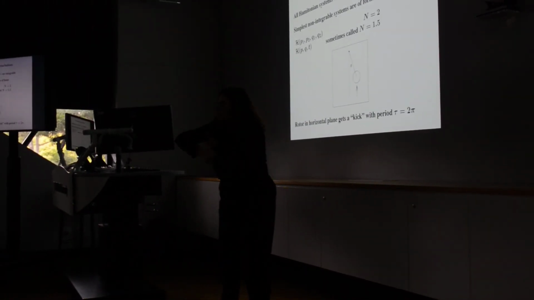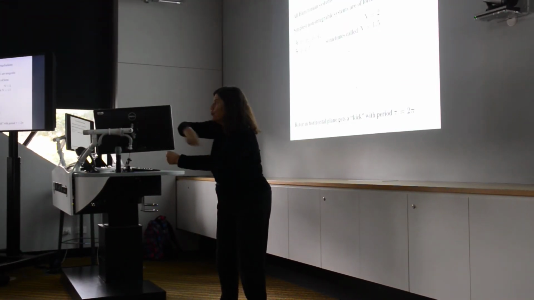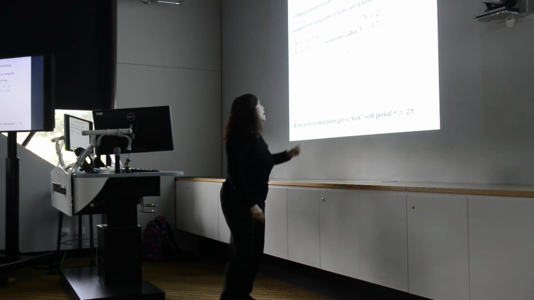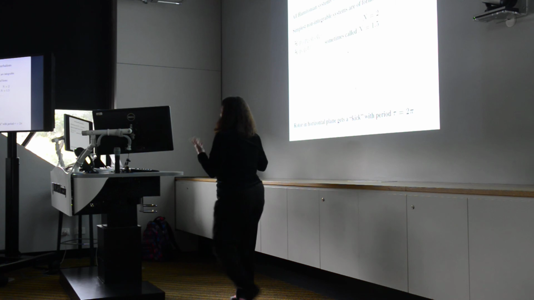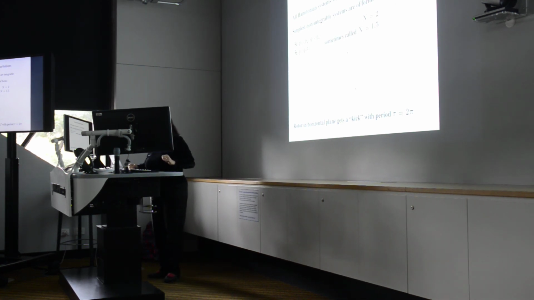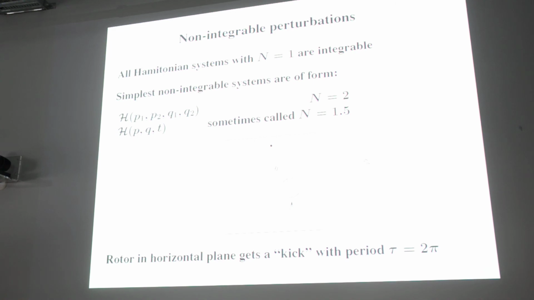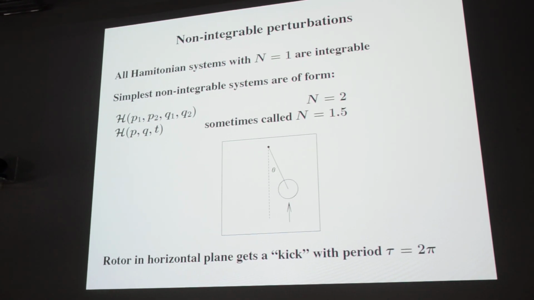Okay, so there's a pivot here, and it goes around freely. There's no friction. And what we do is we kick it, we give it a push every 2 pi, every t equals 2 pi. What's the direction of this kick? It's horizontal. Everything takes place horizontally. But it is in a particular direction. It's always, say, this way. I think that's right.